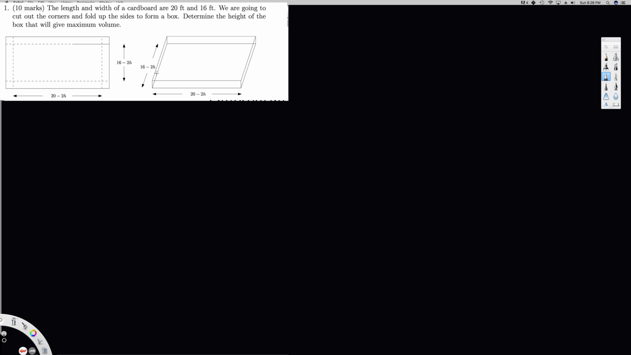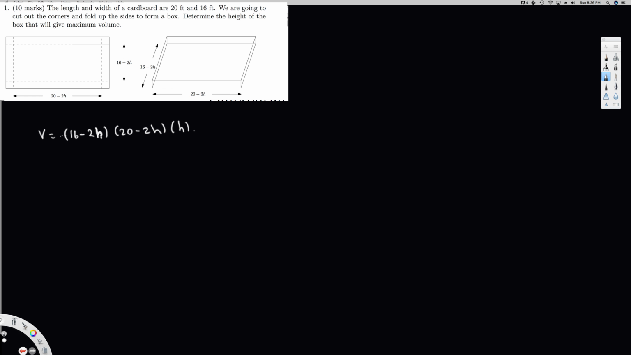So in this case, first of all, let's create the volume equation. The volume equation is going to be width times length times height for a box. So we have the width 16 minus 2h, and the length is given, 20 minus 2h, and the height is going to be h. H is the height. That's what we have to find.